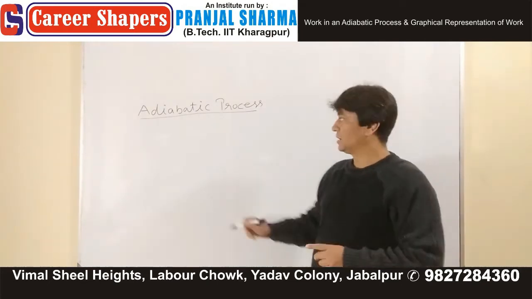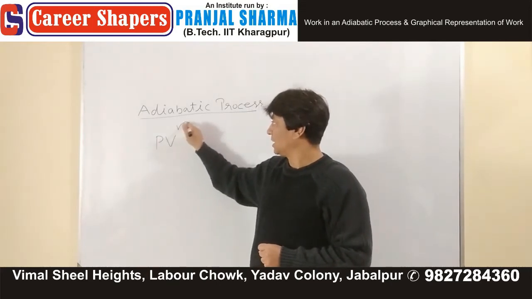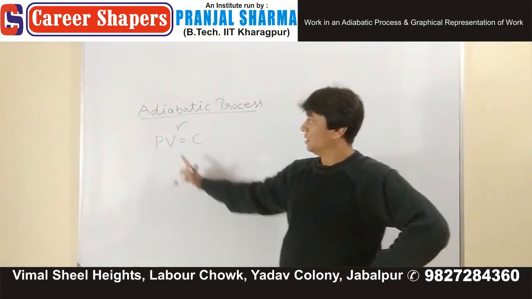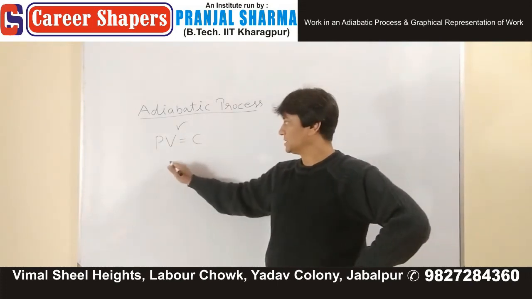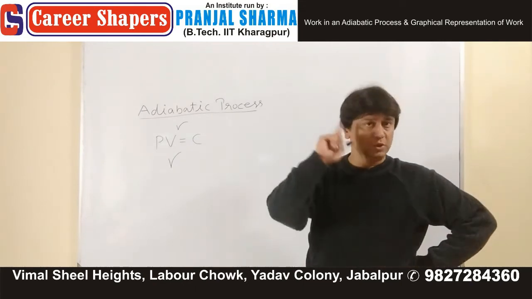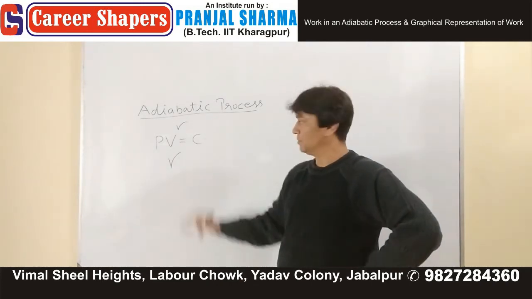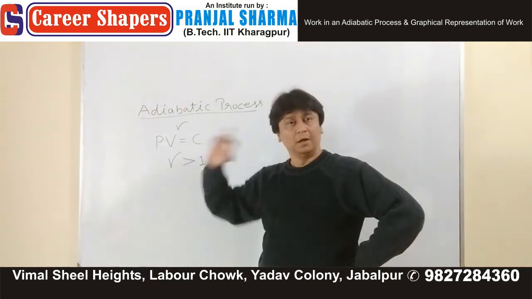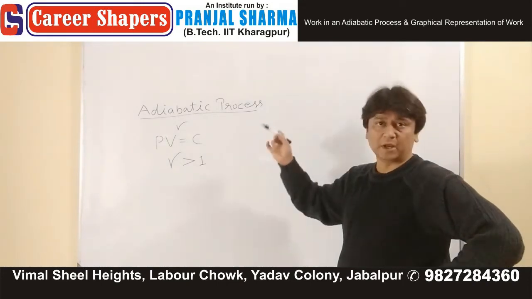You just need to know that for an adiabatic process, PV gamma is constant. P is pressure, V is volume. This gamma is the adiabatic constant. What is the adiabatic gas constant? Don't worry, we'll see this. As of now, it's just a constant for you. It's a constant number and its value is always greater than 1. Why? Later. As of now, it's just a process: PV gamma equals constant.